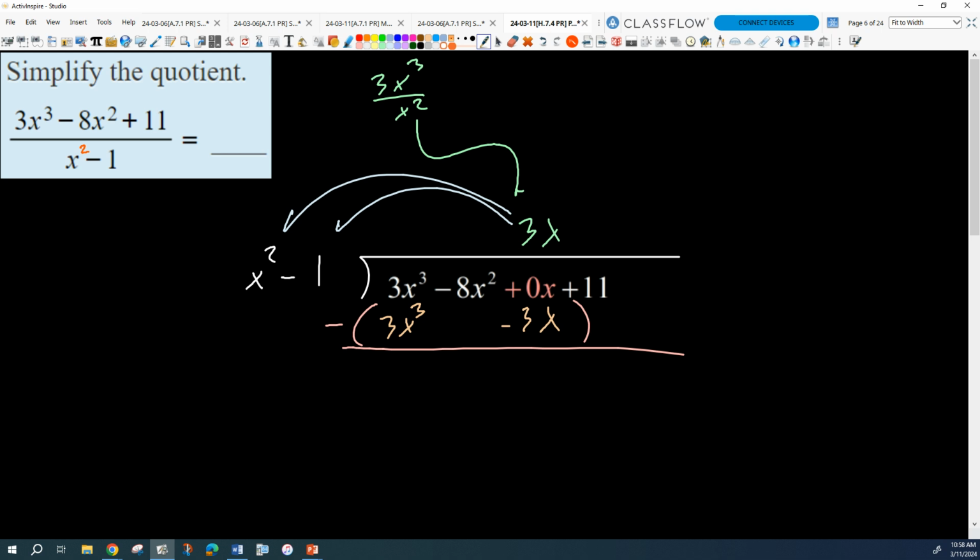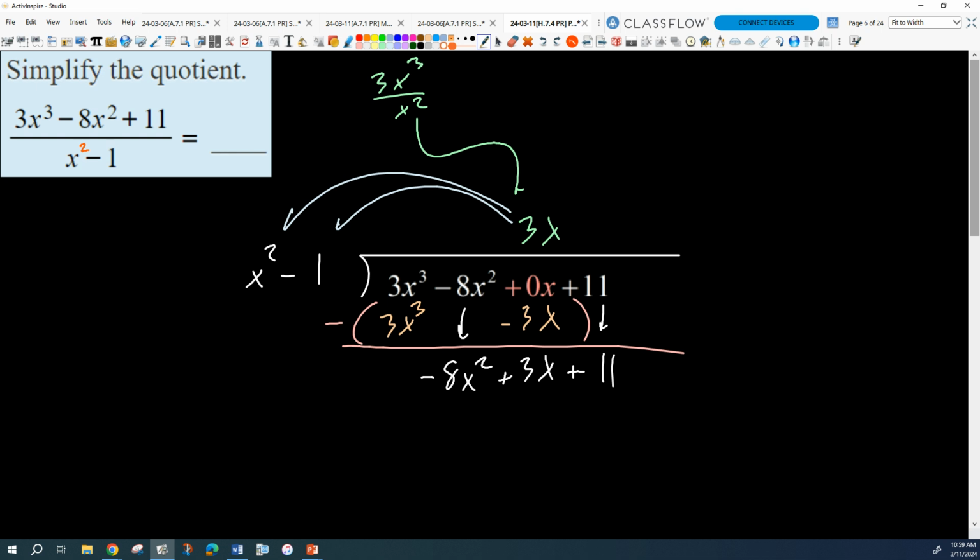Okay, what do we get? 0. Okay, now what about this guy? Just bring it down, because I'm subtracting 0, so it comes straight down. 0x minus negative 3x is positive 3x. And like I say, I just like to bring everything down each time. I just feel like it's cleaner if you do it that way. Okay. Start over. Now what do we do?